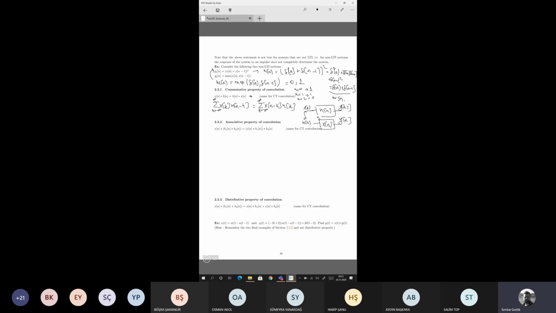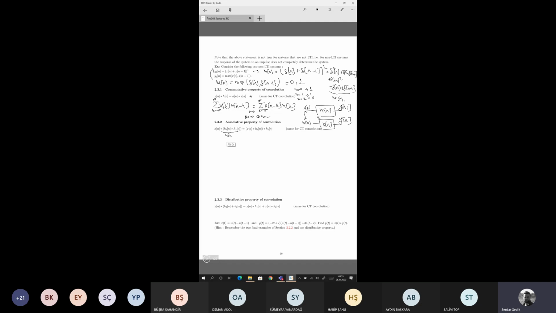So you can prove that by yourself and assure that these two are equal. So please prove it at home. Okay. The next property is associative. It's an associative property. So here I have a system h1 convolved with h2.